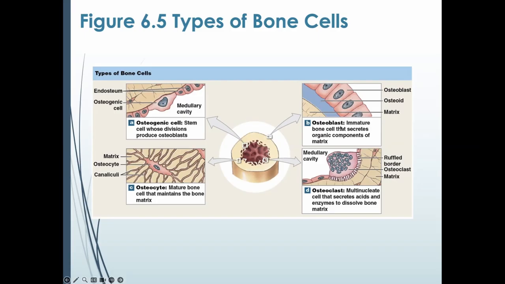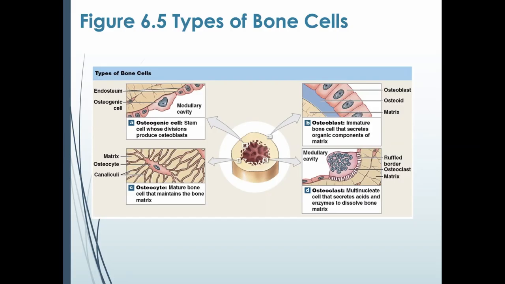So let's check out an osteoblast. Right here is an osteoblast, and it's an immature bone cell. This osteoblast is going to secrete organic components of the matrix.